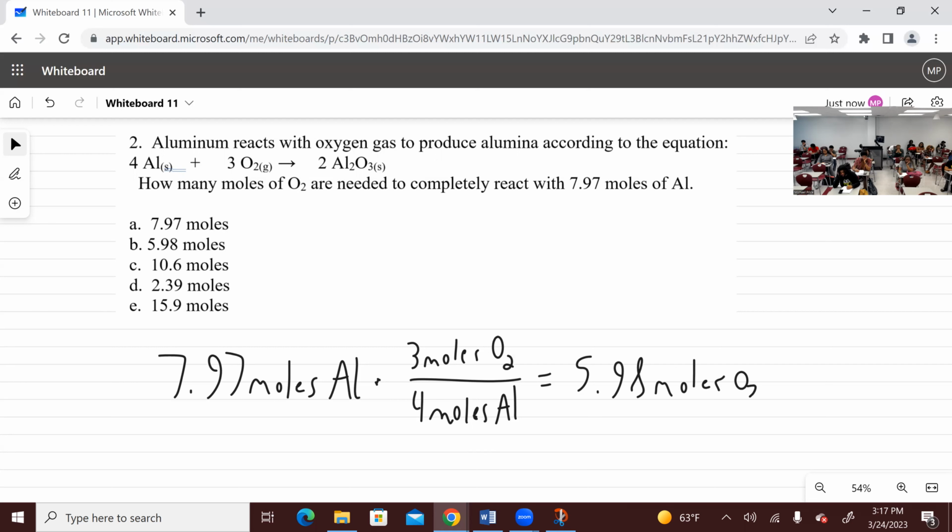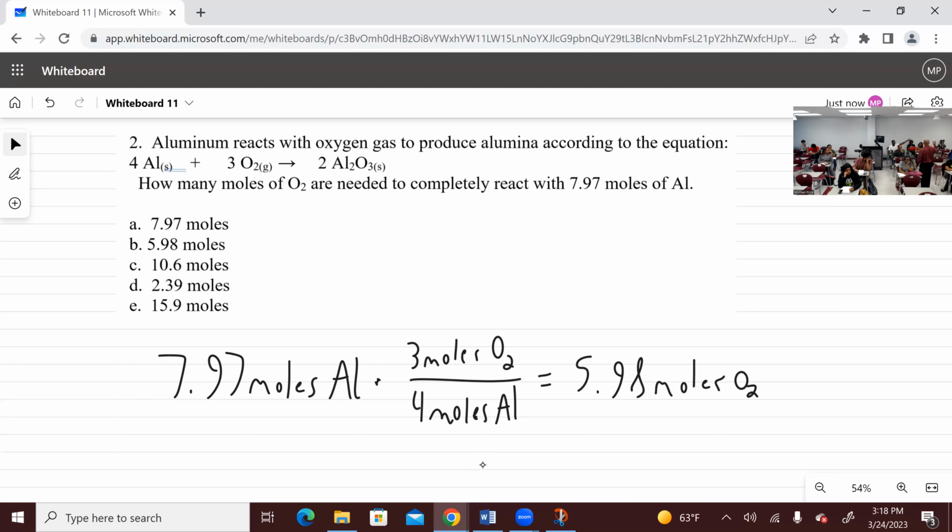of O2. Now again, had this been a full stoichiometry problem, they wouldn't have given you moles of aluminum. They would have given you grams of aluminum. You would have had to convert the grams to moles, do the stoichiometry, get the moles of oxygen, then convert the moles of oxygen to grams of oxygen. That would be your theoretical yield. Not theoretical yield, but that's how much oxygen you need to react this.